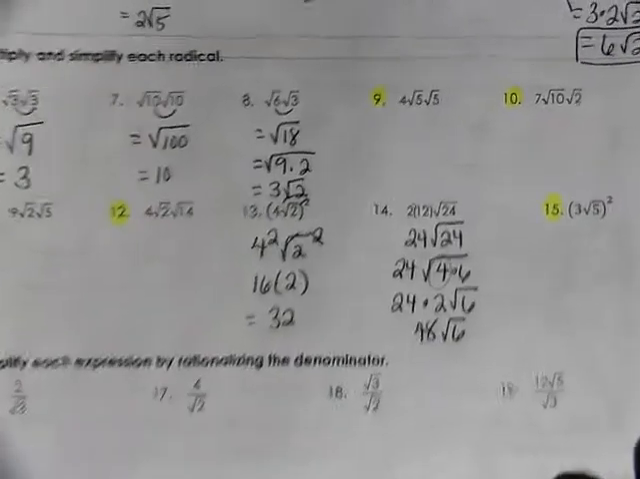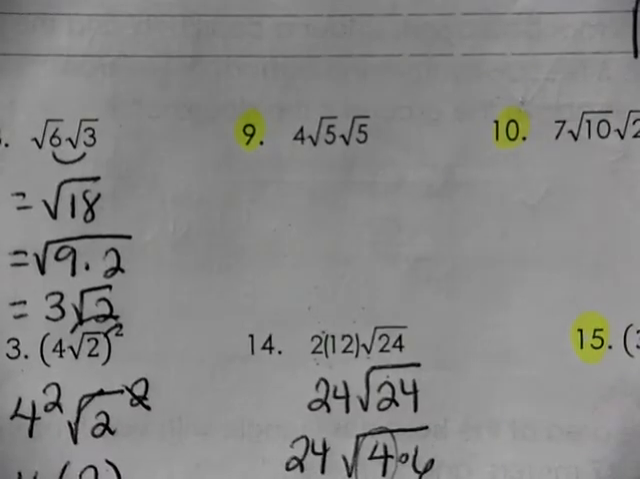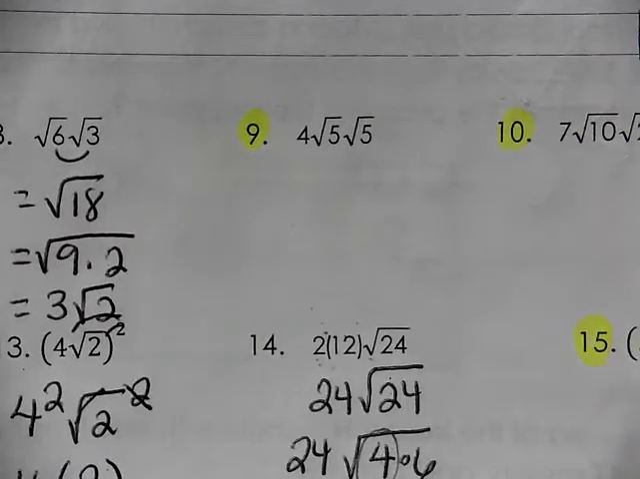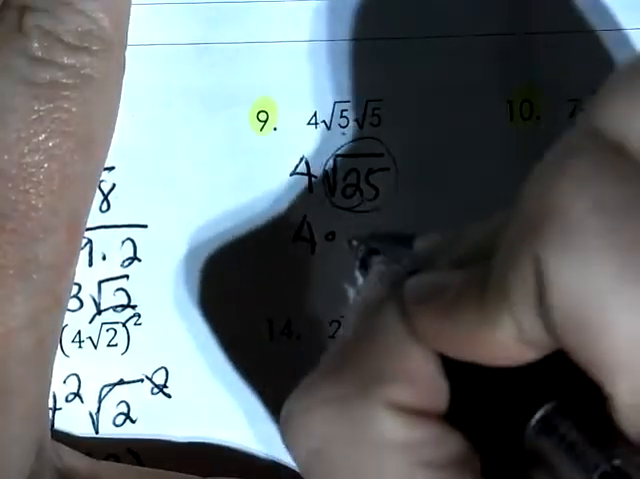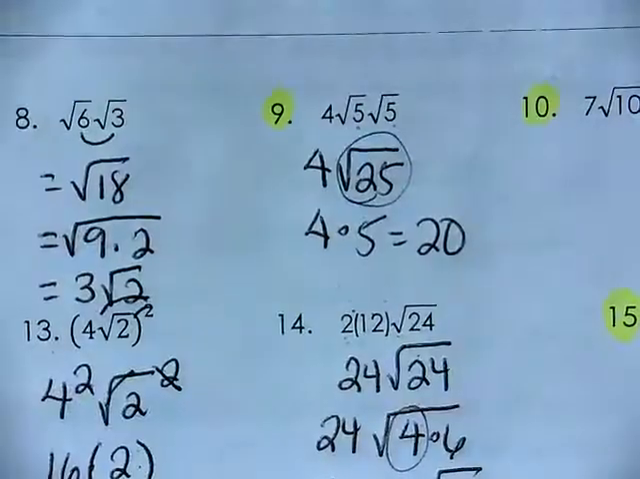Okay, let's go ahead and look at number 9. For number 9, I'm going to multiply the numbers underneath the radical together. So I have 4 times the square root of 5 times 5, which is 25. So this is 4 times the square root of 25. I know that is 5, so this just becomes the number 20.